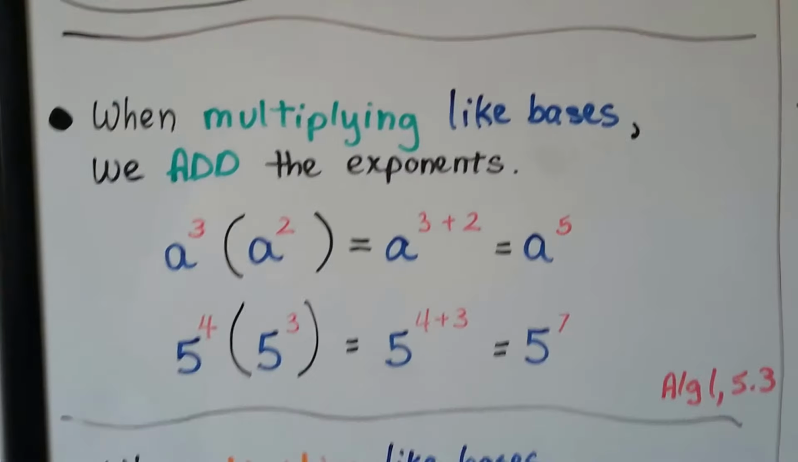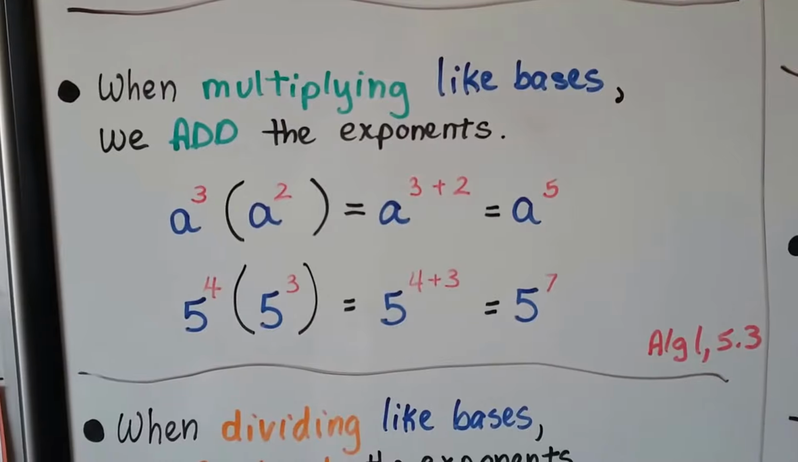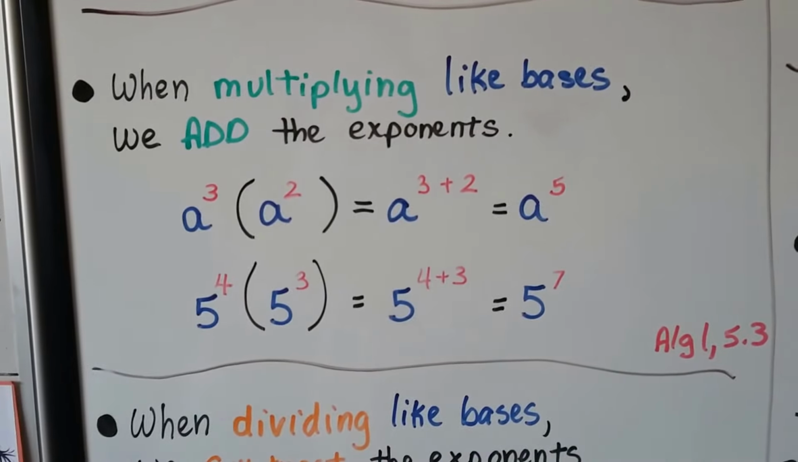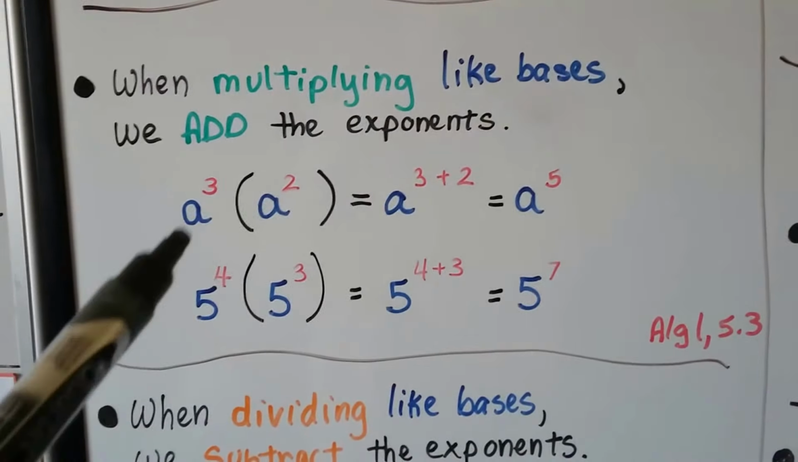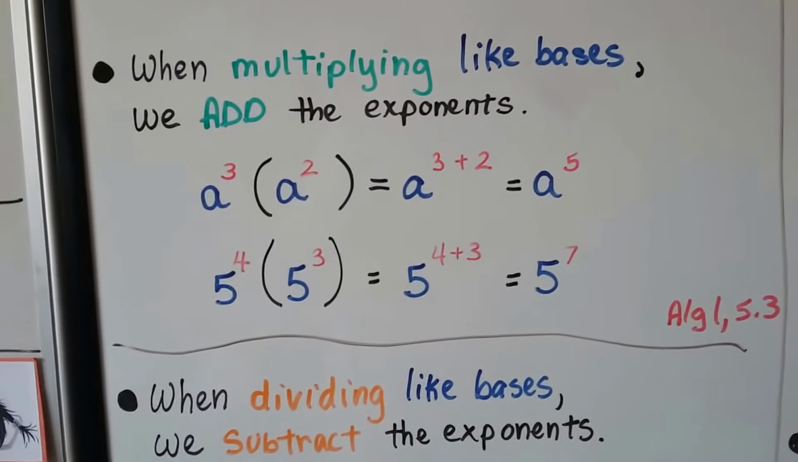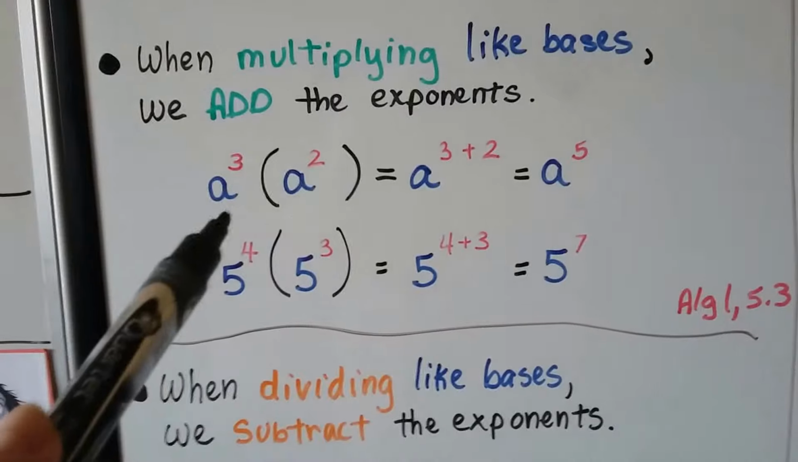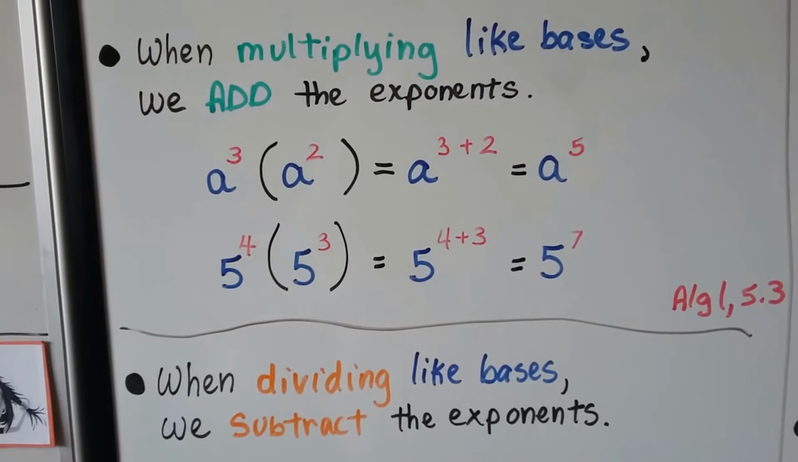Now, this might become very confusing for you, and I don't want you to panic. You can watch this video a second time. I said there's going to be a lot of information in here, okay? When multiplying like bases, the base has to be the same. A times A, 5 times 5, 17 times 17, whatever it is, the base has to be the same. When you're multiplying like bases, we add the exponent. See that?